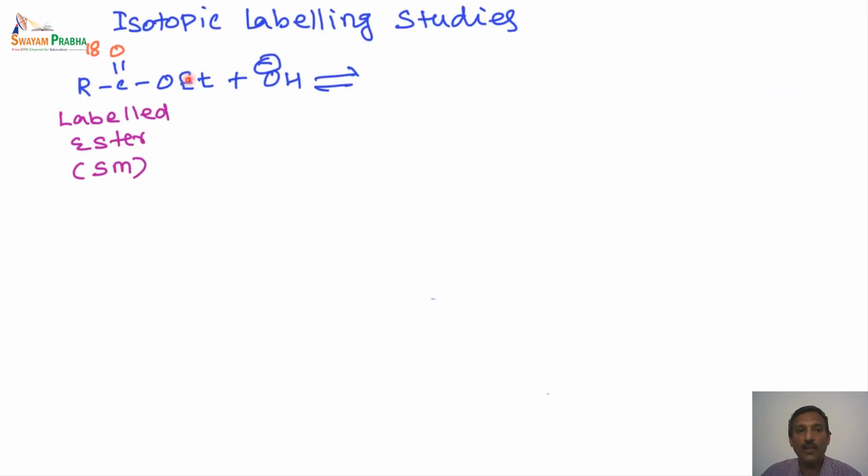So the next one is isotopic labeling studies. In this particular case, we are starting with an ester which is O18 labeled. So this is the starting material we are using. This undergoes hydrolysis using base. This leads to an intermediate A. We already know how this intermediate is formed.